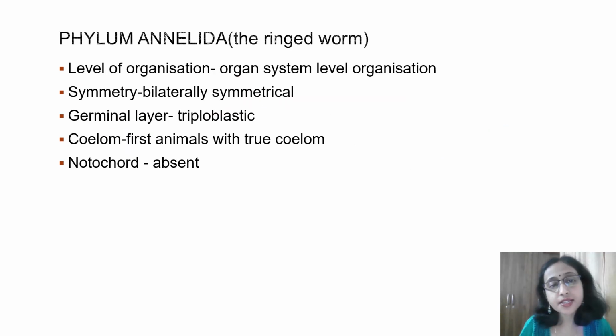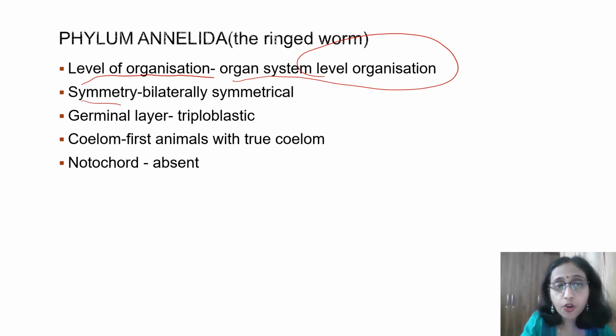Now, starting with phylum Annelida. Based on the basis of classification, the characteristics, first we will take that. Based on the level of organization, they have an organ system level of organization. Next, symmetry. On the basis of body symmetry, the body is bilaterally symmetrical.